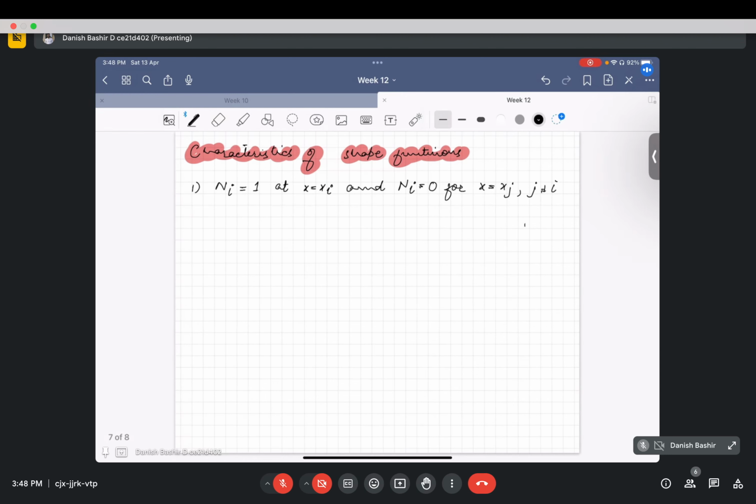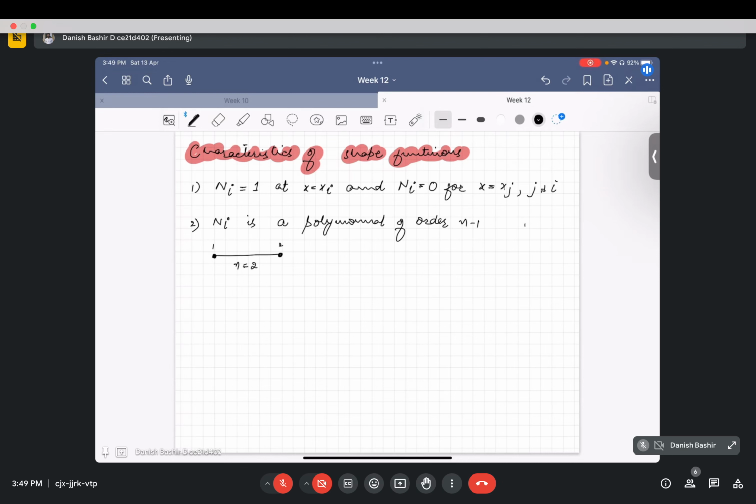And actually, what is the second characteristic? When you formulate the value of Ni, it is a polynomial of order n minus 1. Okay, n is the number of nodes. So for example, we had a two noded element. So here it was one node, this was two node, n equals 2.